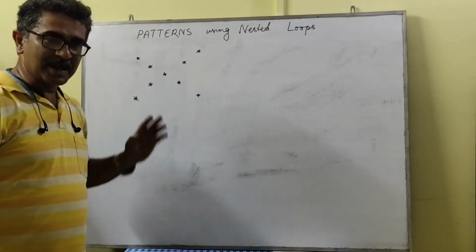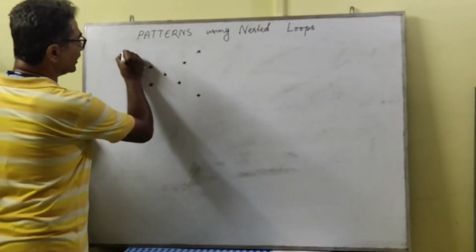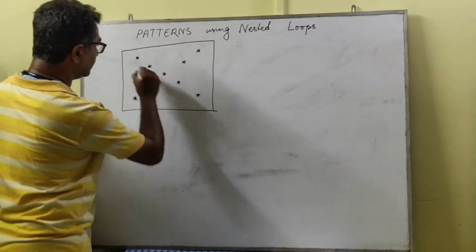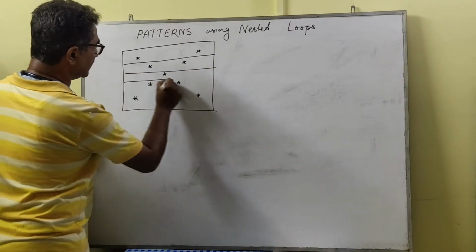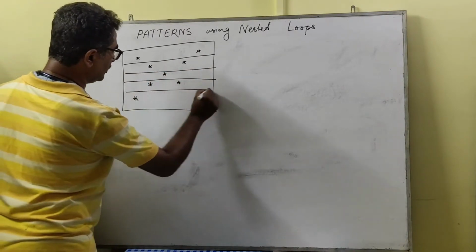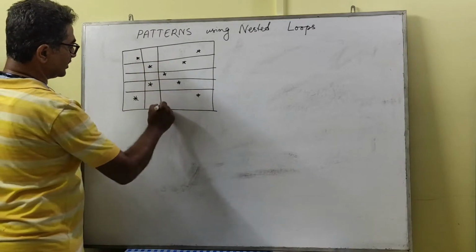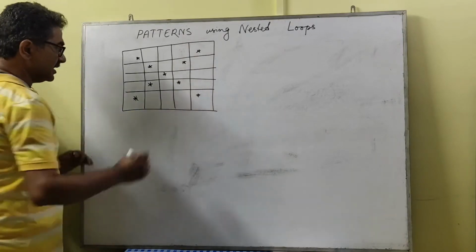Now, when it comes to this pattern, we are going to use grids. Now, what do I mean by that? I'm going to show you. I'm going to make horizontal and vertical lines to form grids. So, this is the first row, this is the second row, this is the third row, this is the fourth row, and this is the fifth row. So again vertically, we have the cells inside which the asterisk is printed.